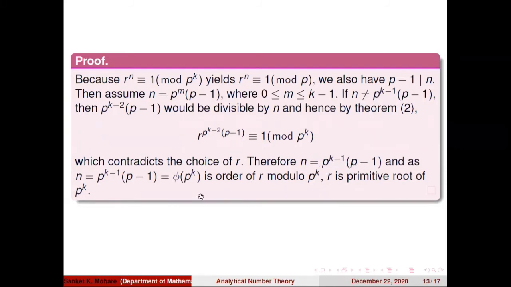And as n is equal to p^(k-1)(p-1), this quantity is equal to phi of p^k, and n is the order of r modulo p to the power k. Therefore r to the power phi of p^k is congruent to 1 modulo p^k, and by definition r becomes a primitive root of p to the power k. This completes the proof of the theorem.